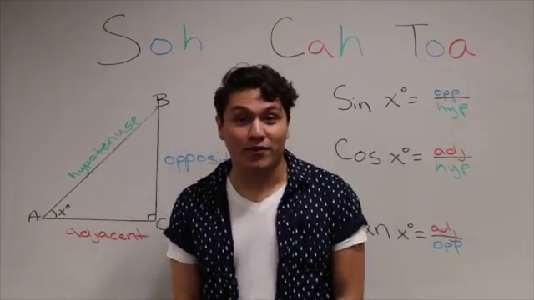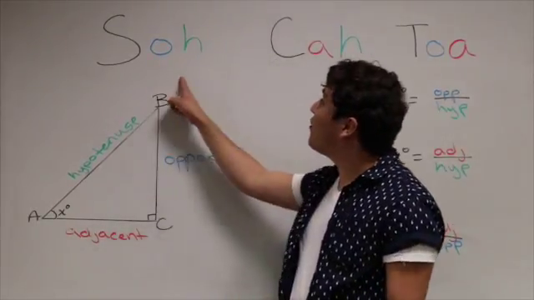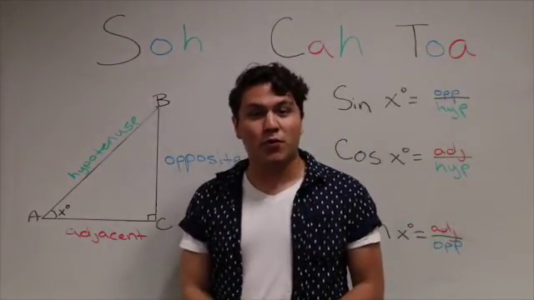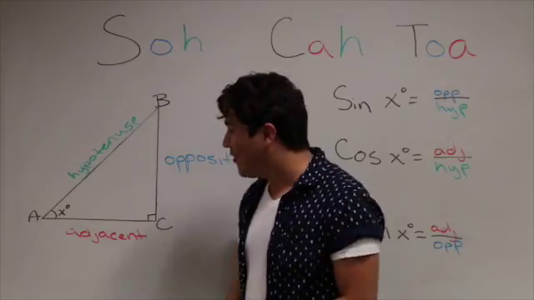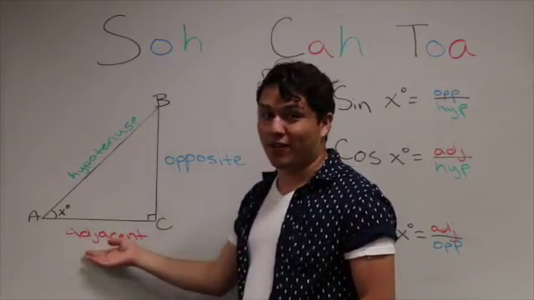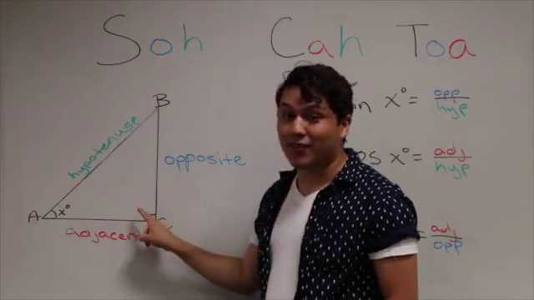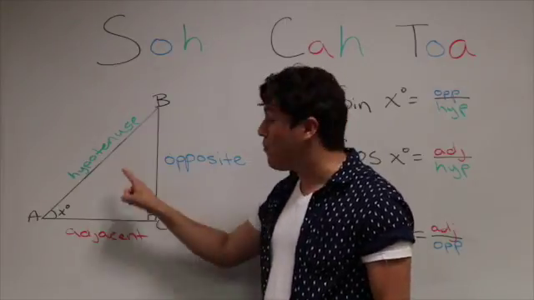Today we will learn about SohCahToa. But before we do that, let's review what we know about a right triangle. Here we have a right triangle. What does a right triangle have? Well, it has a right angle, a hypotenuse.